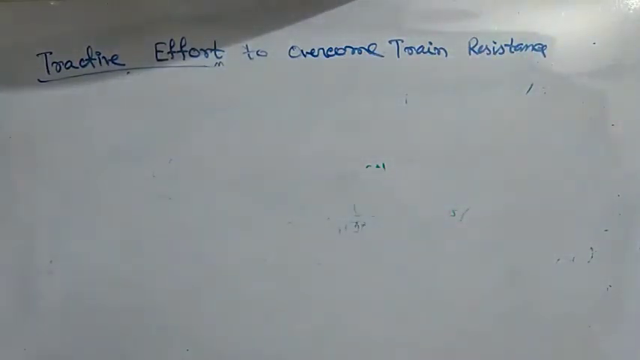Now, train resistance consists of all the forces which oppose the motion of the train on level track. These forces can be classified as those forces which are internal to the rolling stock, such as friction at journals, axle guides, bogie pivots, buffers, etc., and those forces which are external to the rolling stock, such as friction between wheels and rails, flange friction, resistance as a result of temporary deflection of the track, and aerodynamic drag.